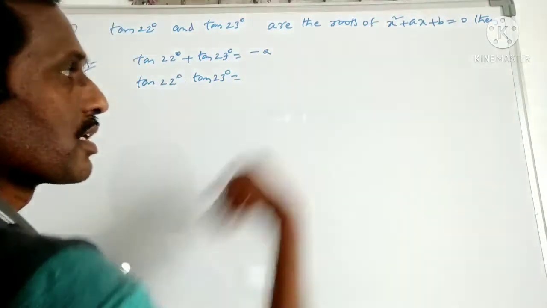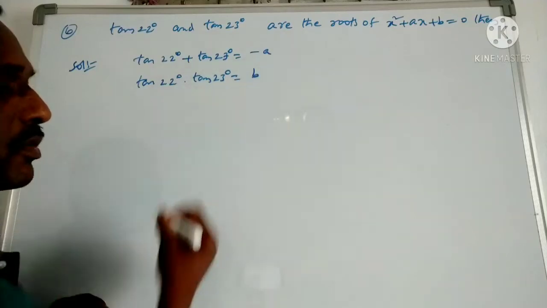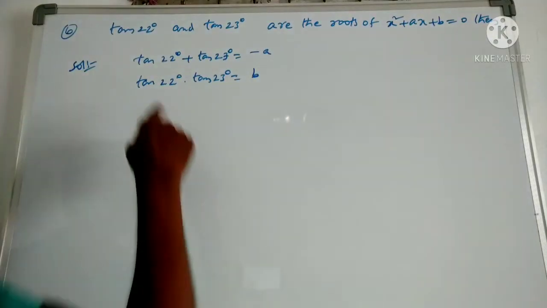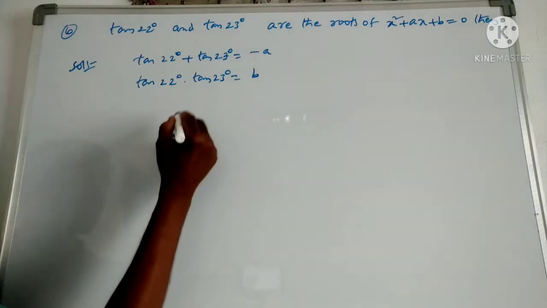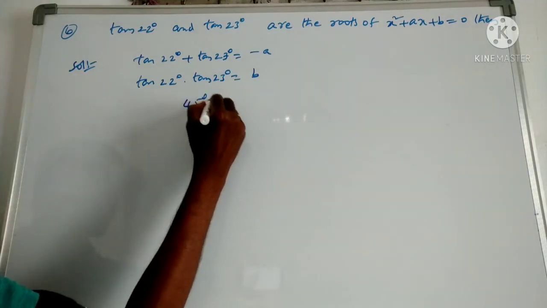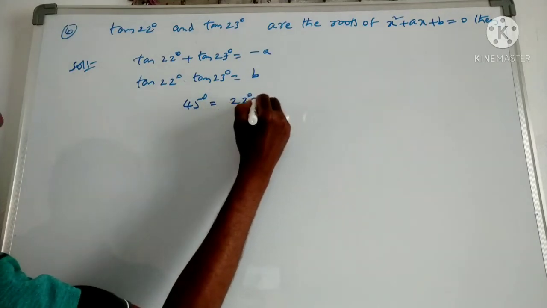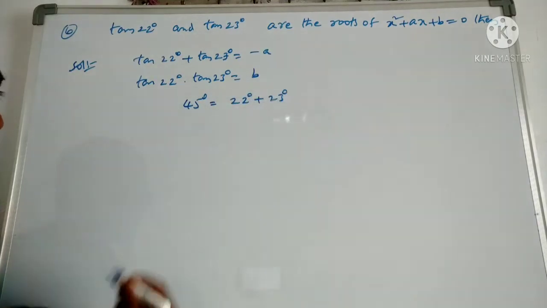b by a is 1, so b by 1 is nothing but the value b. So here we have the values of the sum and product of the tan functions. Here I am going to write 45 degrees. We can write it as 22 plus 23 degrees.